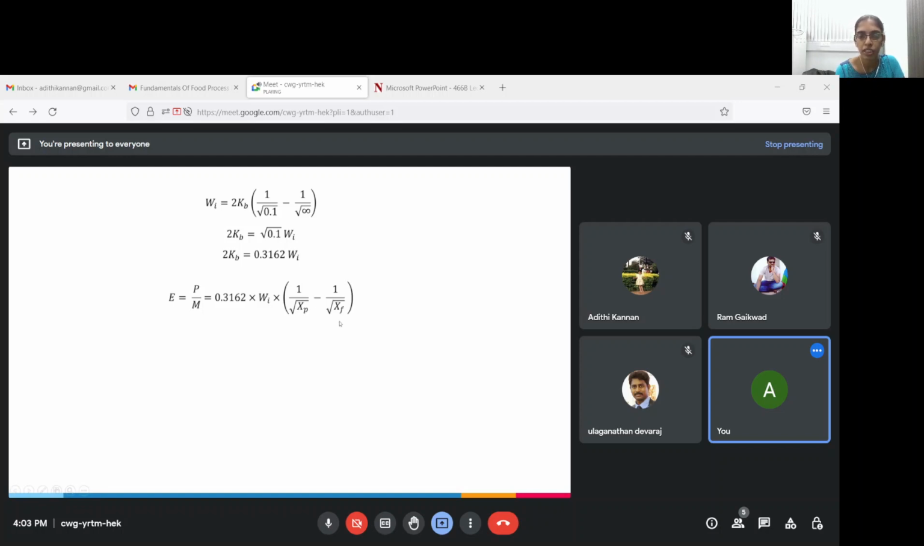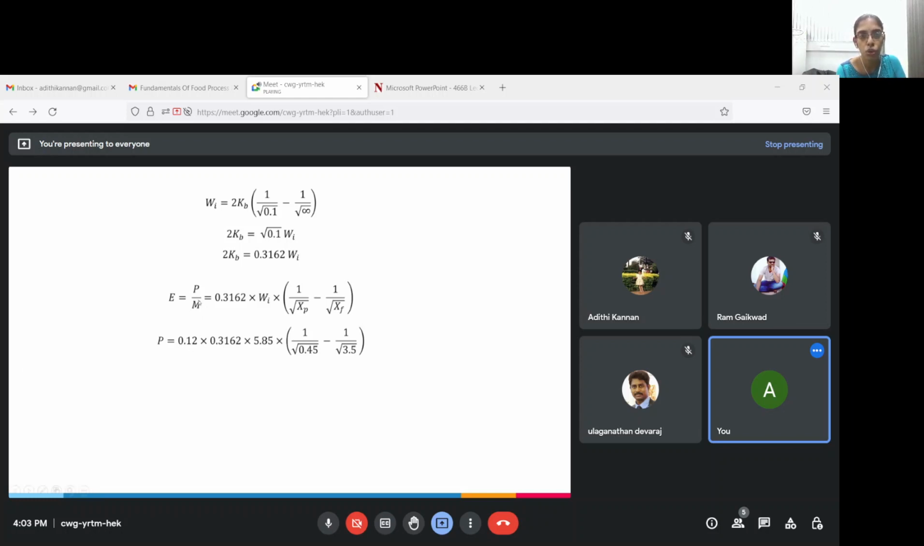XP and XF will be in the millimeters range. Power will be in kilowatt. M will be in ton per hour. Since it's an empirical model, this is how you would have to use it. So when you substitute the values, we want the power required here, we don't want the energy required.